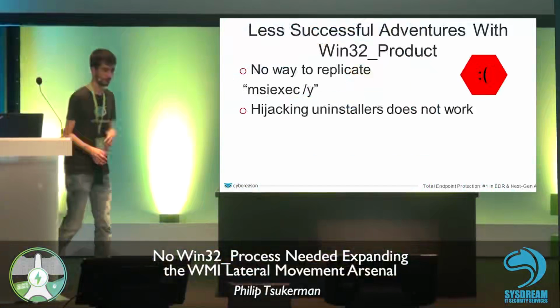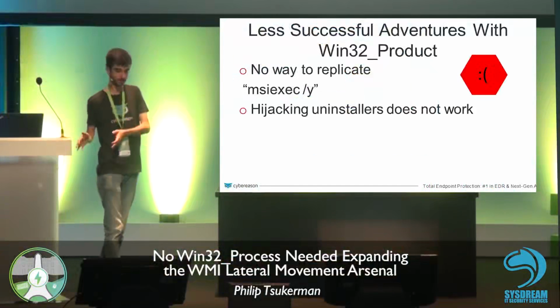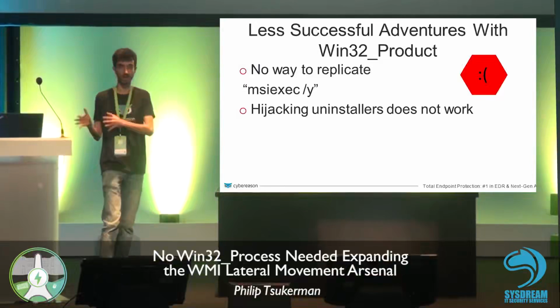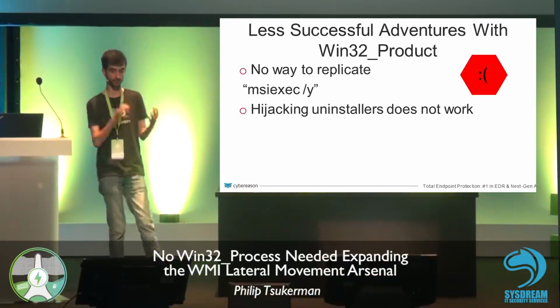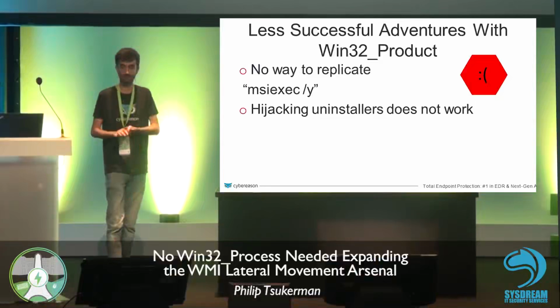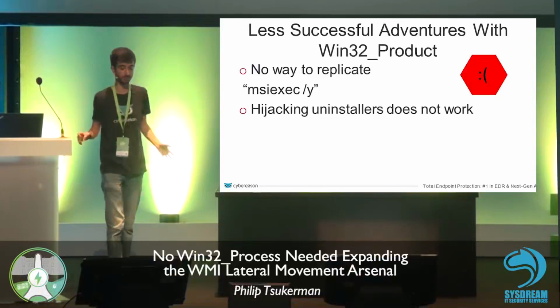Now, I did try to do other stuff with the Win32 product class. First, I tried to replicate the MSIExec /y option, which basically turns MSIExec into a version of rundll32, and it allows you to load an arbitrary DLL. Now, there's simply no way to do this via WMI, which is pretty sad.